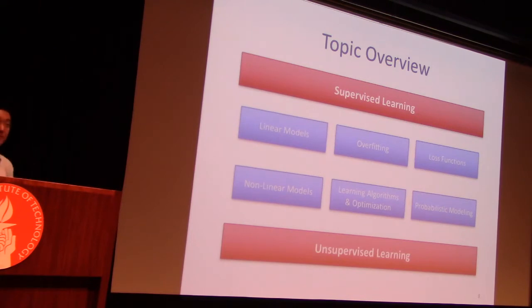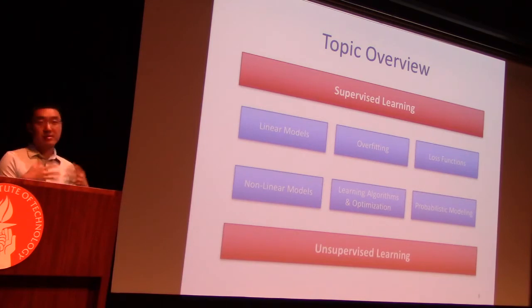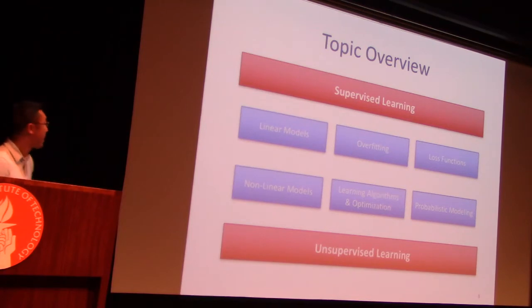Let's take a step back for just half a minute and talk about the topic overview, where we are in this course and where we're headed. We have thus far been looking at supervised learning, and most of this course will be on supervised learning. Within supervised learning, we've looked primarily at linear models, concepts like overfitting, different choices of loss functions, and different types of learning algorithms, most notably stochastic gradient descent.